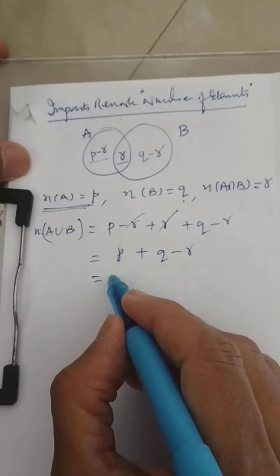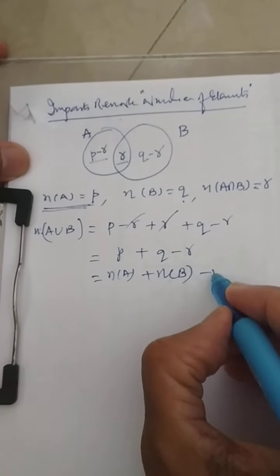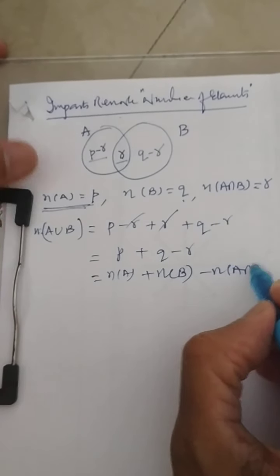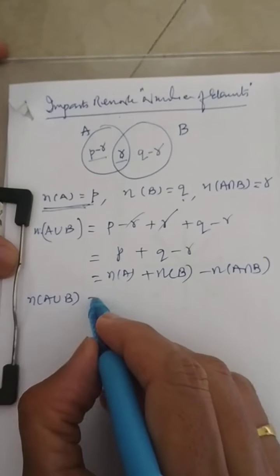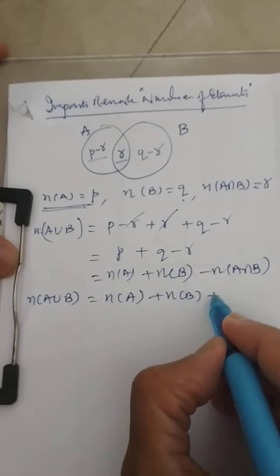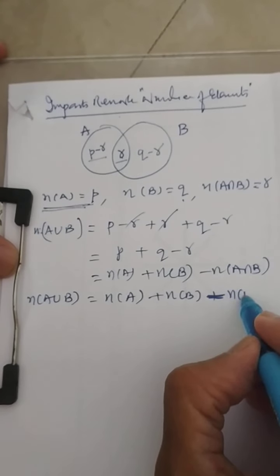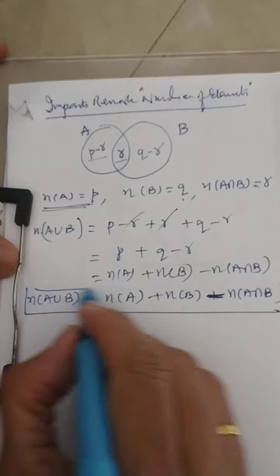What does P mean? Number of A. What does Q mean? Number of B. And R is the number of A intersection B. So this is one of the important remarks: n of A union B equals n of A plus n of B minus n of A intersection B. You should keep in mind that this is nothing but that.